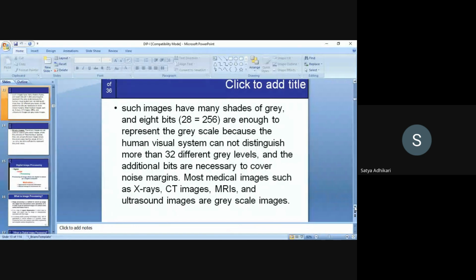But all these medical reports do not contain any color component. You will not get any red color, you will not get any blue, green, or any other color in these medical reports. So these are examples of your gray level values.